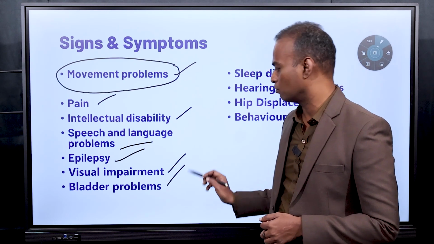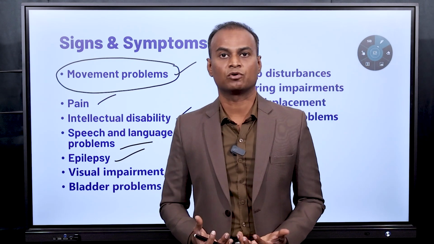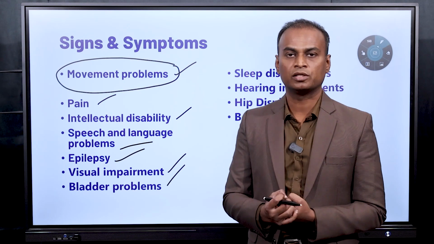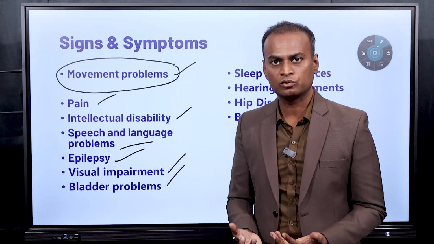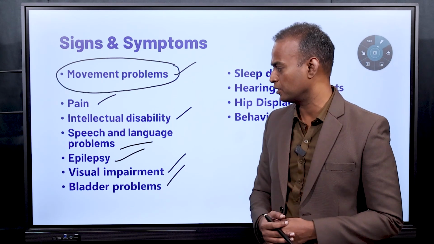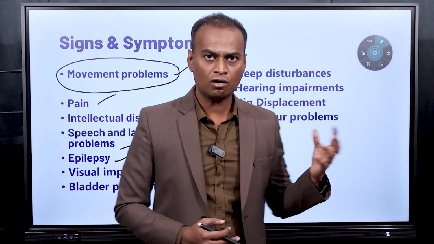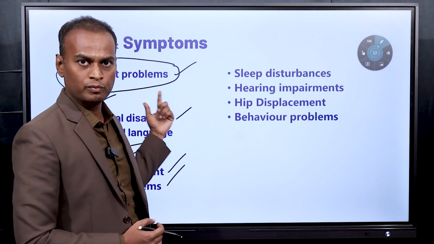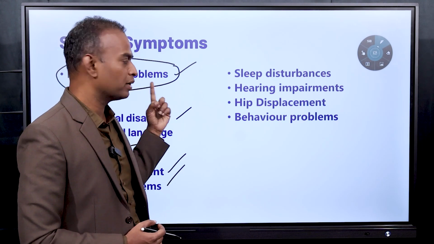And also bladder problems. Bladder problem means urination problems. They cannot withhold the urine, or they cannot void the urine. Frequency, urgency, involuntary urination. A lot of things can happen due to bladder problems. All these problems are associated with movement problems. You have to remember, movement is the main one.